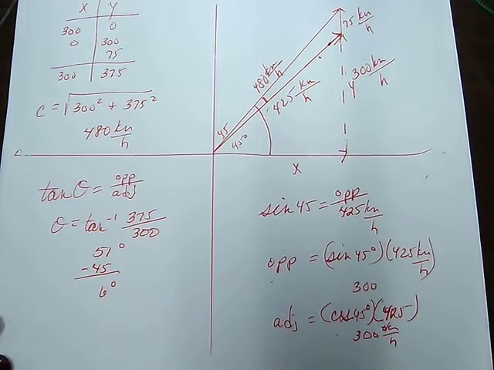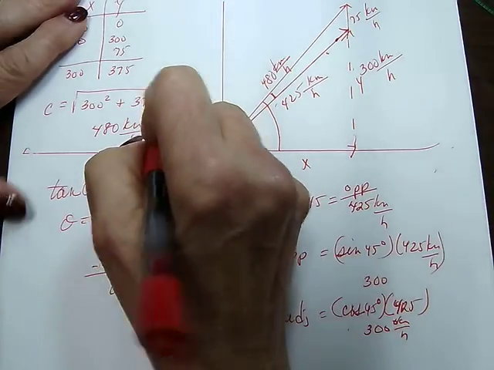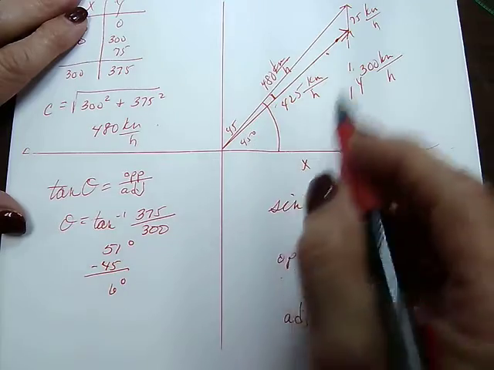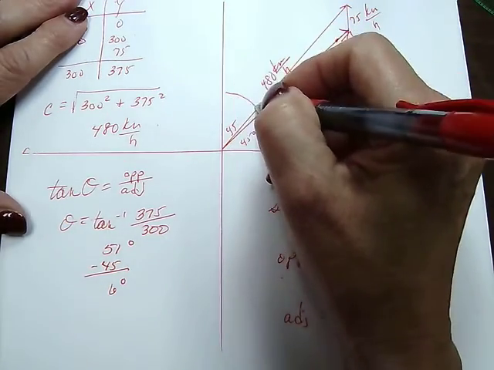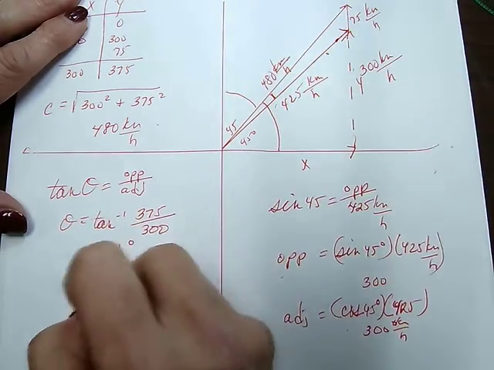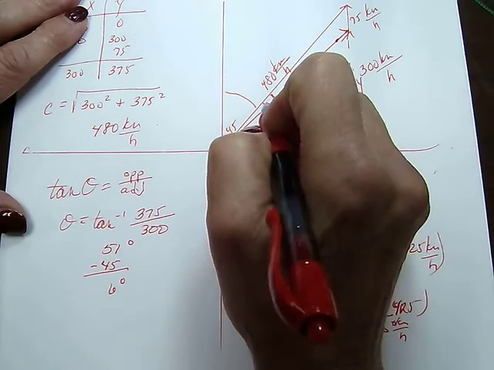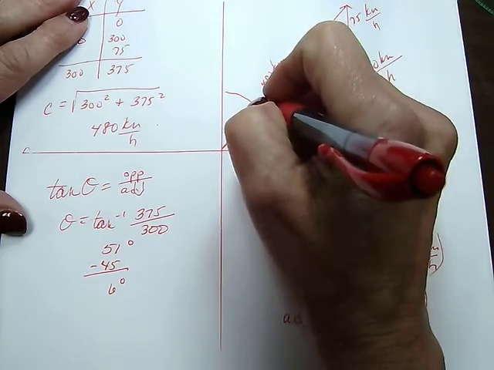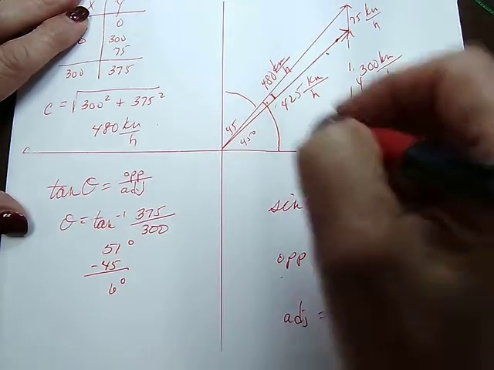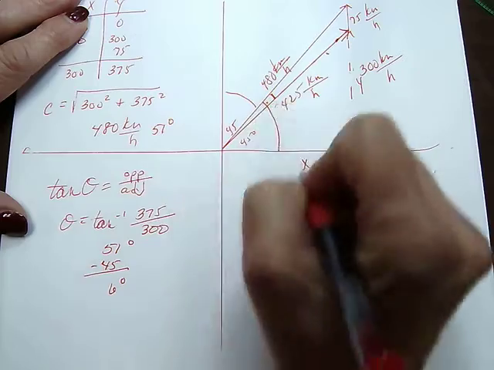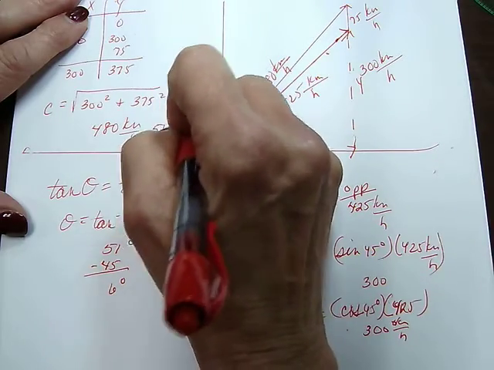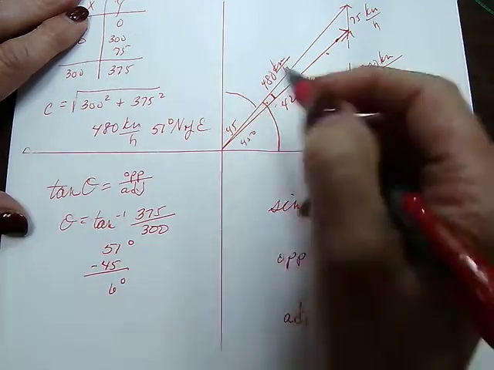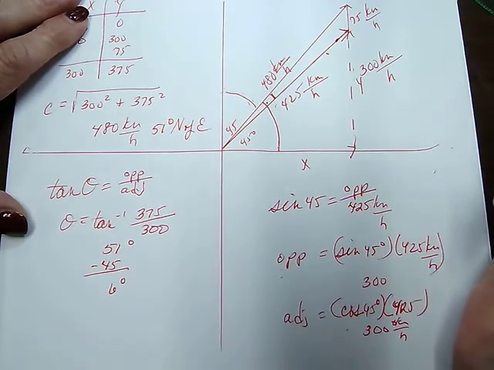So my final answer is going to be, no, I take it back. We either got to know this one or this one. We could say this tiny one is 6, but if we measure it from this axis, it would be 51 degrees north of east. Or we could take 51 and subtract it from 90, and we'd get this angle right here. Okay?